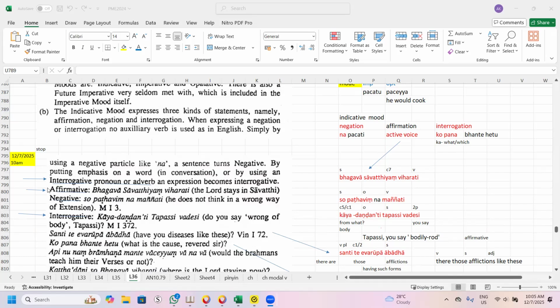This one, to me, I think this is talking about active voice. I think it's talking about active voice because if you look at this, you say affirmative. You look at the sentences: Bhagava Savatthiyam viharati. If you look at these sentences, this is in the present tense, so it should be in the active voice. So I think affirmative is referring to something like that.